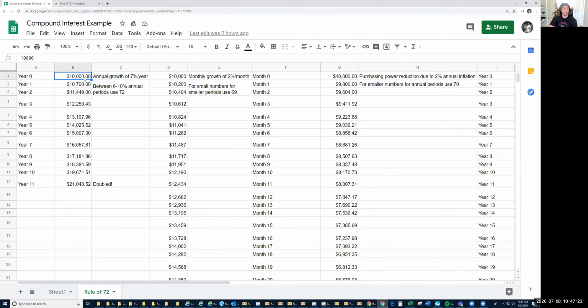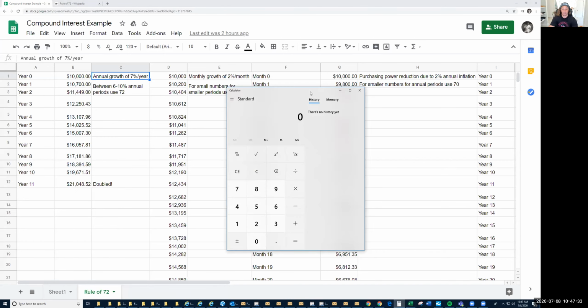I'm going to show you, we're starting with a balance of $10,000 in year 0. We're talking about an annual growth of 7% a year. And if we take the number 72 and divide by 7, we get about 10.2 years. So if we go down, does 10,000 double in 10.2 years? Yep, right between year 10 and going into year 11, it doubles. So we see that the number works.